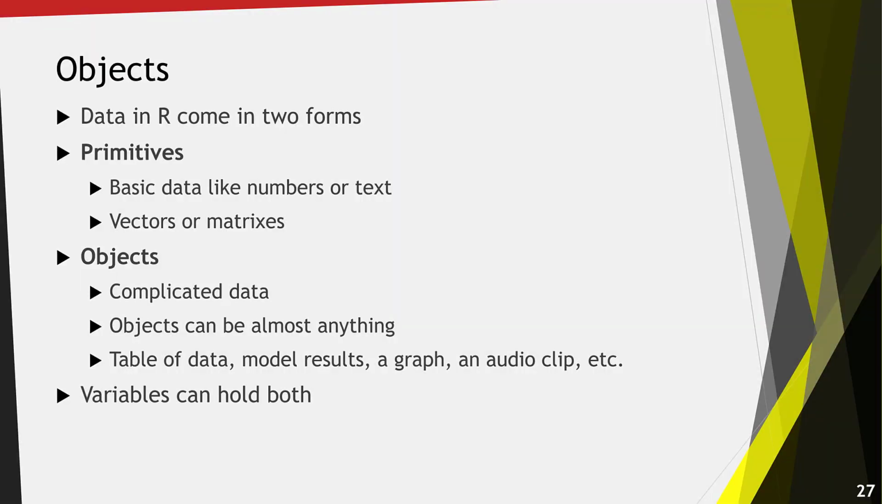So data in R come in 2 forms. There are primitives. These are basic data like numbers or text. They can also be things like vectors or matrices, which are collections of numbers. R also has objects. Objects are complicated data, and they can be almost anything. So things like tables of data, models, graphs, audio clips, these are all stored as objects in R. Importantly though, variables can hold either objects or primitives.